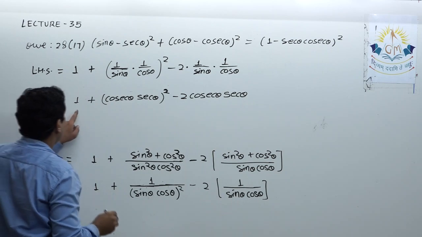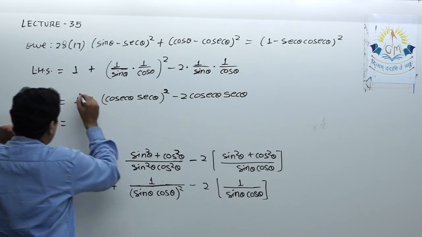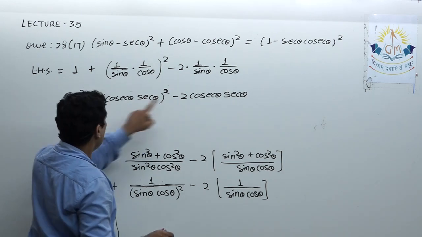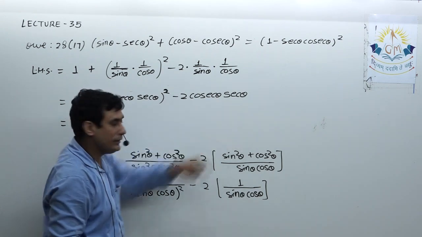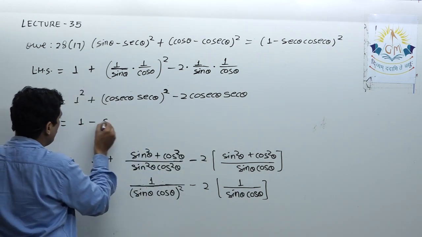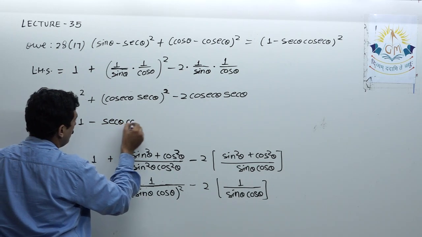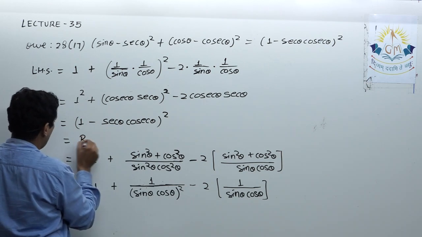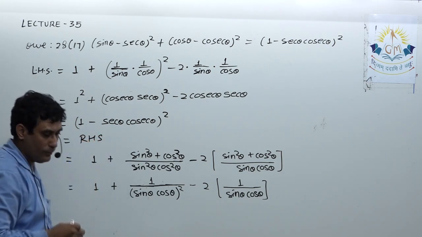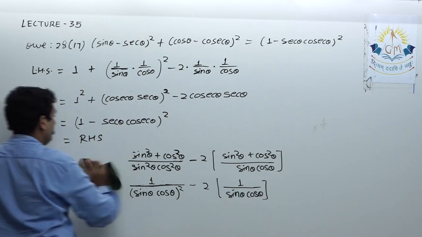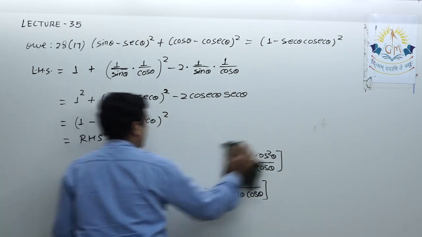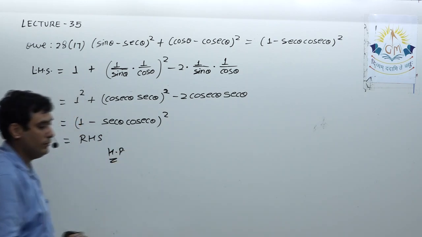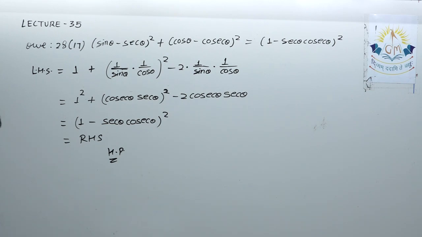So this is a square, I can write this as 1 square, so a square plus b square minus 2 into 1 into cosec theta into sec theta. So this is exactly 1 minus sec theta cosec theta whole square, that is equal to RHS, hence proved. Okay, so please note it down, then we'll see the next question.